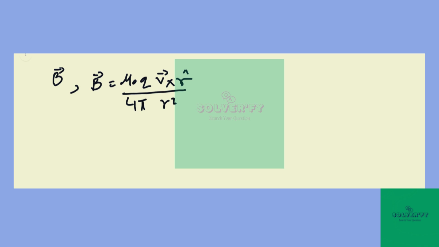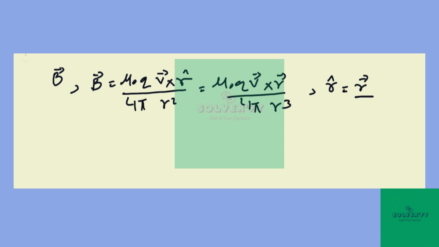We can calculate the magnetic field B at each point from the Biot-Savart law, which says that B at the point r can be calculated as mu naught times q, the charge on the particle, times the velocity vector v times the r unit vector, divided by 4 pi r squared. This we can write further as mu naught q v cross r divided by 4 pi r cubed, since the unit vector is simply the vector divided by its magnitude r.